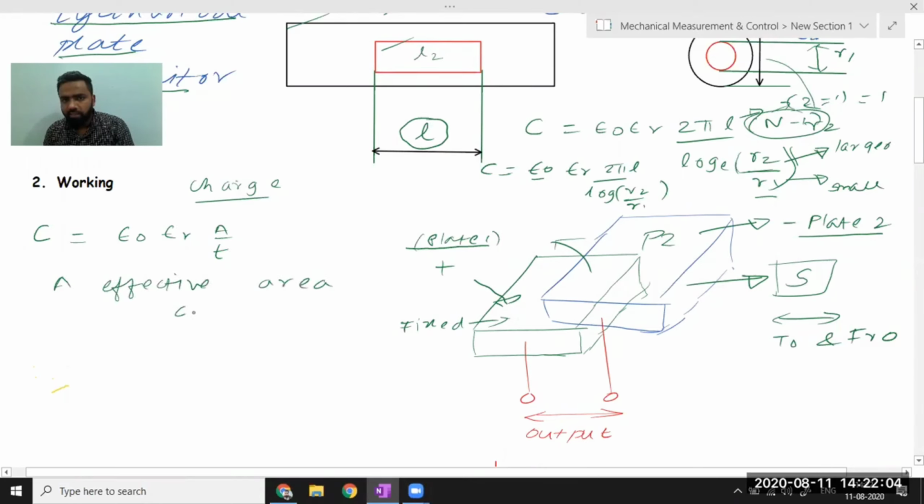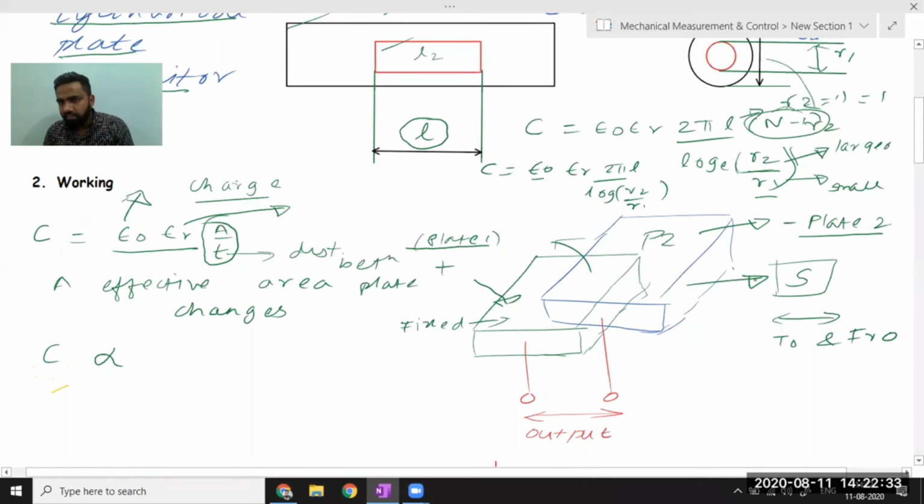Okay, effective area changes. When this effective area changes, you can see from this relation that C is proportional to epsilon naught and epsilon R, which are constant, since you are not going to change the insulating material or the air. So these two terms will remain constant. What will vary is A and d. Now, I am not varying the distance between the plates. What I am varying is the effective area between the plates.